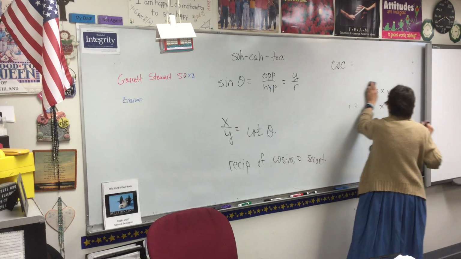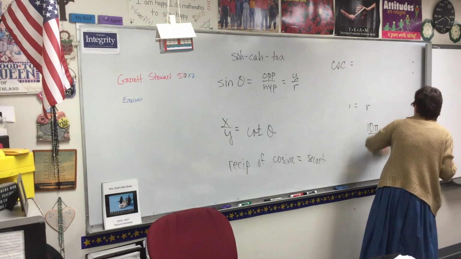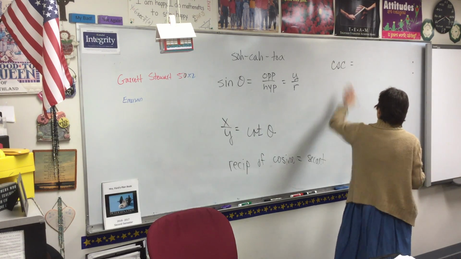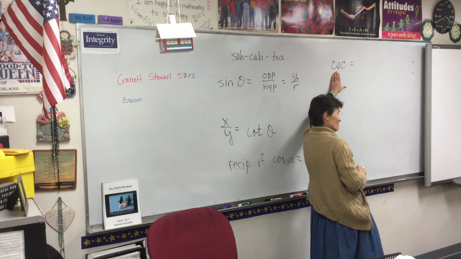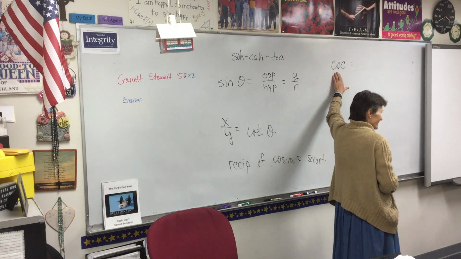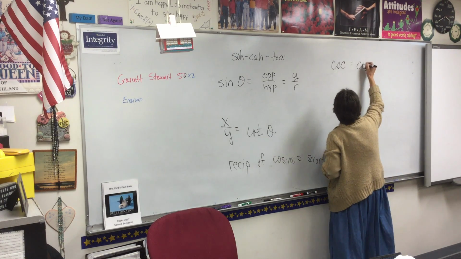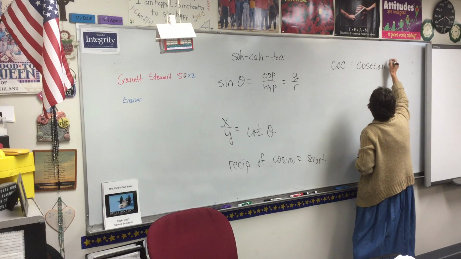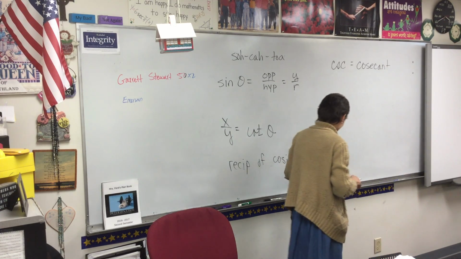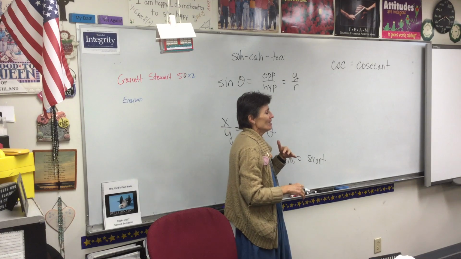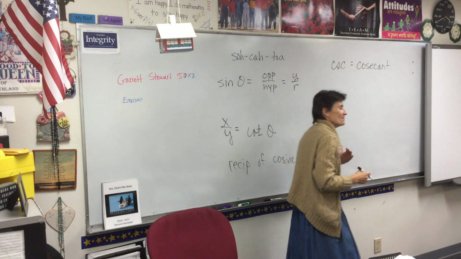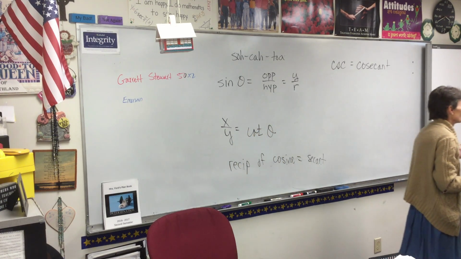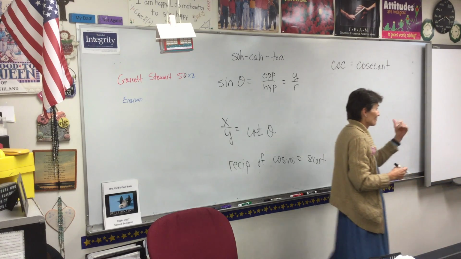CSC is the abbreviation for what? Secant. Tangent? Sam? Cosecant. This is the abbreviation for cosecant. Let's help Sam out. The abbreviation for tangent would be TA, right?